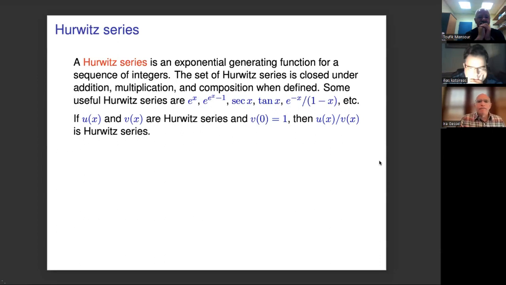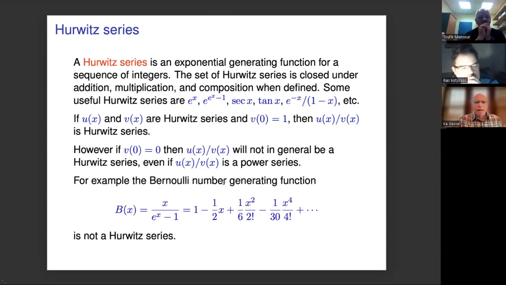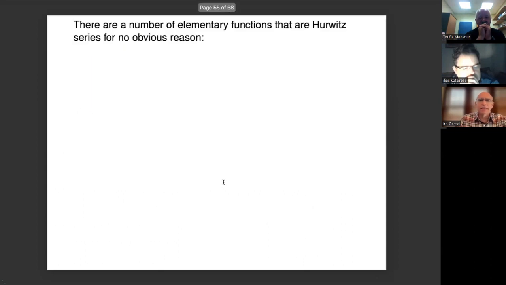As I just said, if v of x is a Hurwitz series with constant term 1, then you can divide any Hurwitz series by it and get another Hurwitz series. If v of 0 equals 0, or if v of 0 is some integer other than 1, then this quotient will in general not be a Hurwitz series, even if it is a power series. So, for example, for the Bernoulli number generating function, the denominator here is e to the x minus 1, which has constant term 0. This is not a Hurwitz series. It's a very important generating function, but it's not a Hurwitz series.